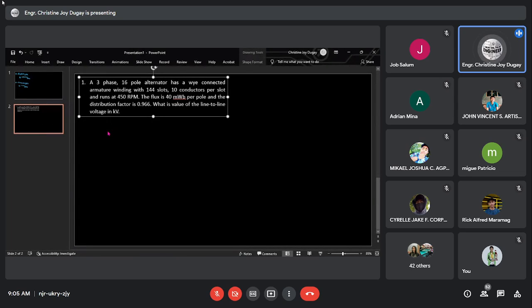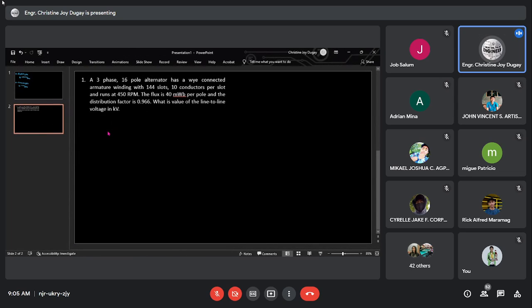Number 1, a three-phase 16-pole alternator has a Y-connected armature winding with 144 slots, 10 conductors per slot, and runs at a speed of 450 revolutions per minute. The flux is 40 mWb per pole, and the distribution factor is 0.966. What is the value of the line-to-line voltage in kV?